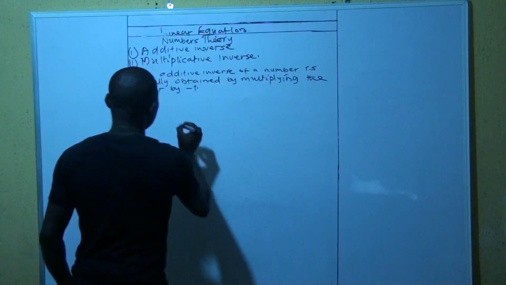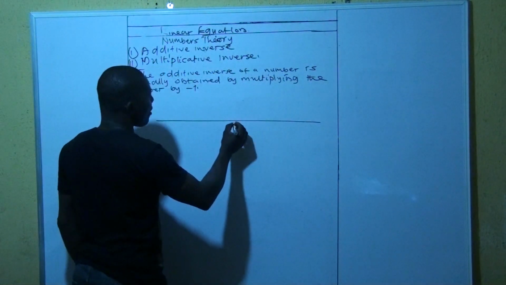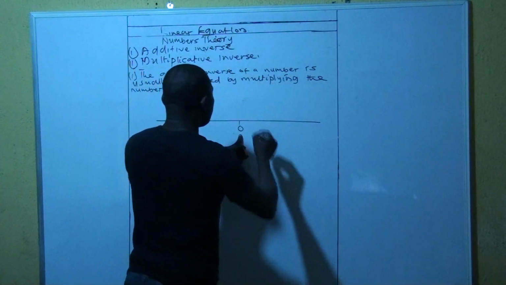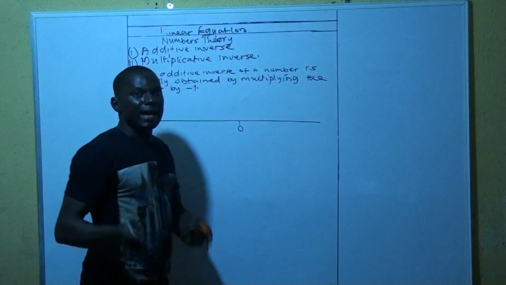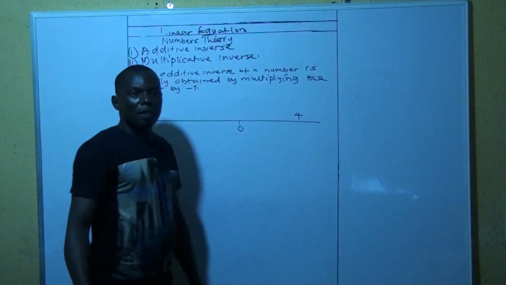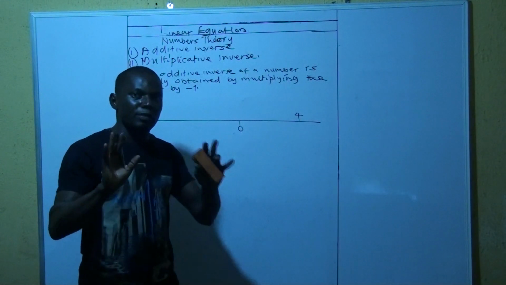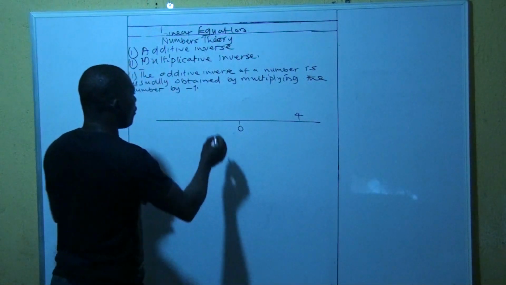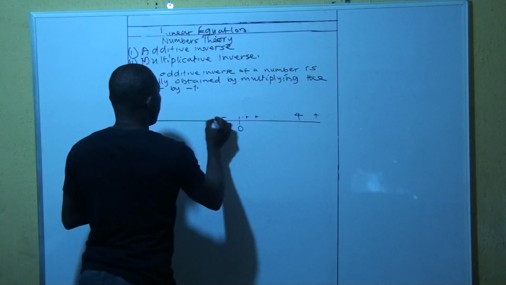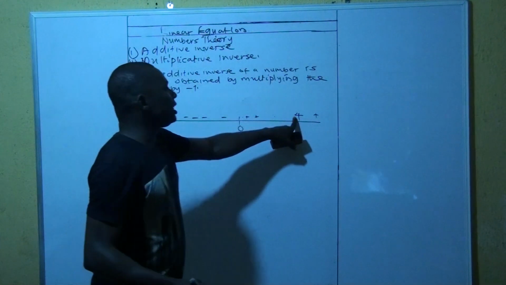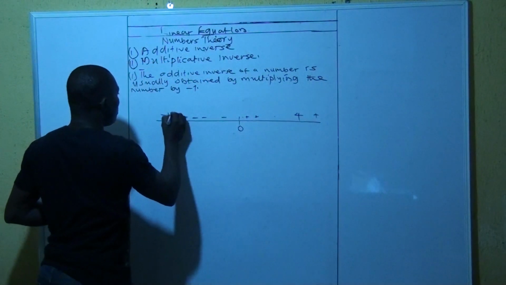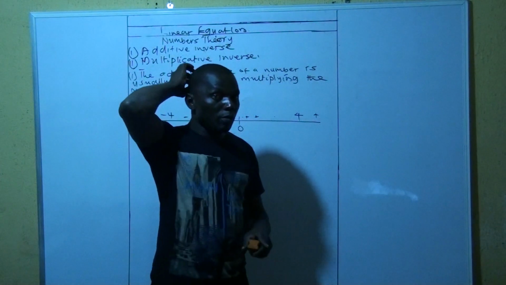Okay, let me explain using our number line. We have our number line. We have 0 here. This 0 is our reference point. To your right, everything is positive. So assuming we want to find the additive inverse of a number, say 4. 4 is positive. Let's be more pragmatic here. From here down, they are all negatives. Then for us to obtain the additive inverse of +4, you just come here and write -4. That means you have multiplied it by -1.